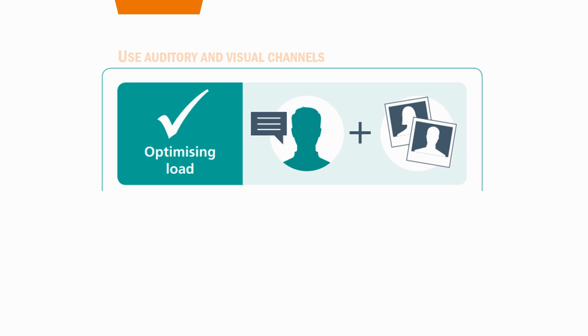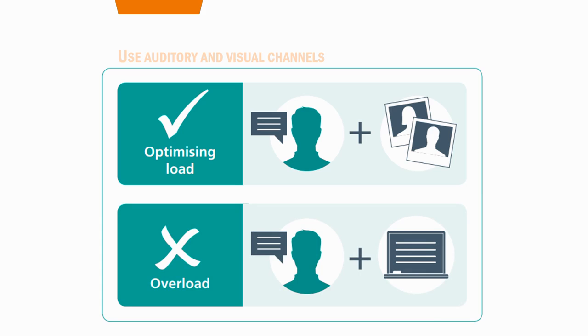So how do we optimize the load? By presenting any oral spoken words with pictures and being careful not to add spoken words to written text, which would be too much information for one channel of the brain and add to that load.